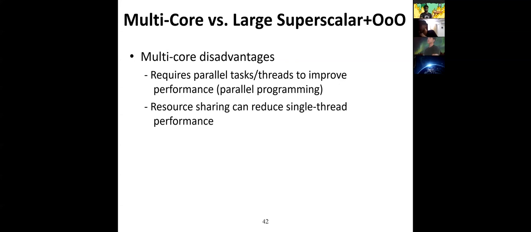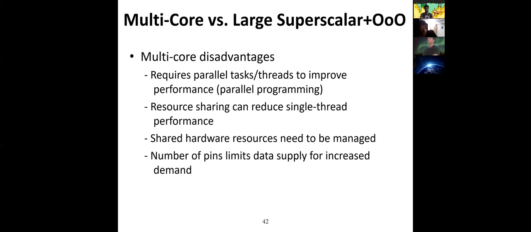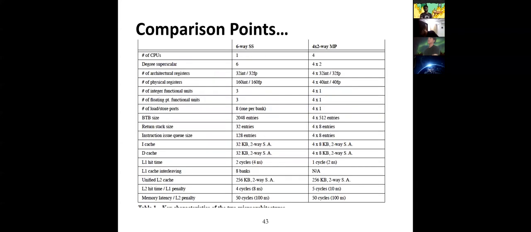Resource sharing can reduce single thread performance, obviously. Shared hardware resources need to be managed somehow, so you need extra logic to do it. The number of pins limits the data supply, so you cannot feed all these cores with memory, right? Because the number of pins coming into the chip is spatially limited.